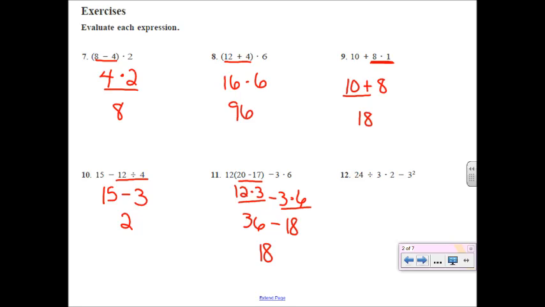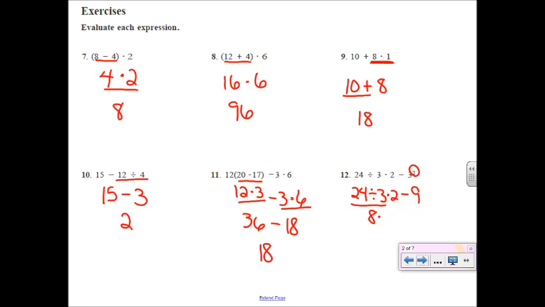Alright, in number 12, I don't have any parentheses, but I do have an exponent. So everything else except for that 3 squared stays the same because I'm not dealing with it yet. And 3 squared is 9. After that, we move on to multiplication and division. And even though we say multiplication first, it's really on the same level as division, and we just work from left to right. So the first multiplication or division that I run into from left to right is 24 divided by 3. That gives me 8.